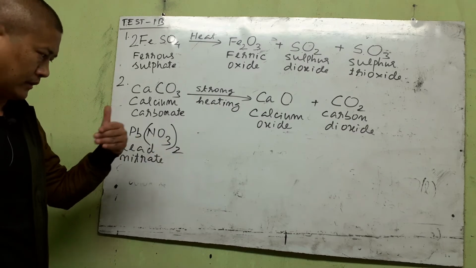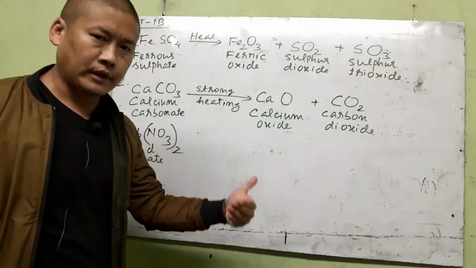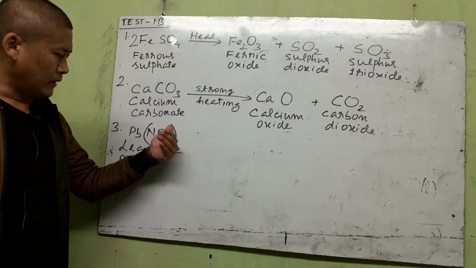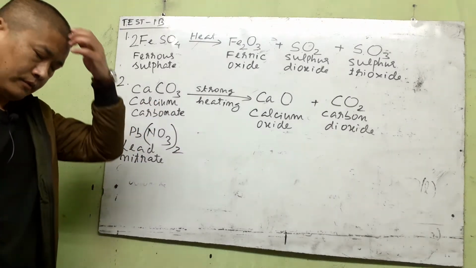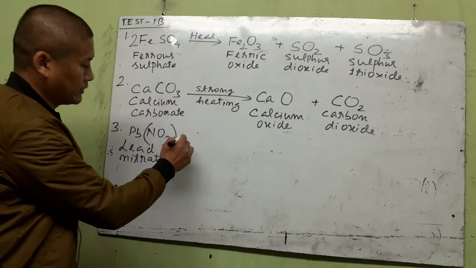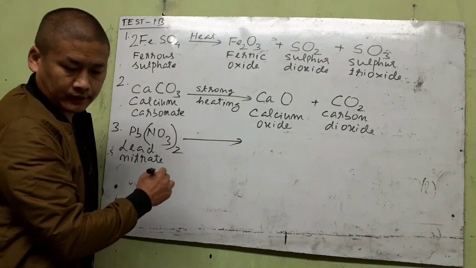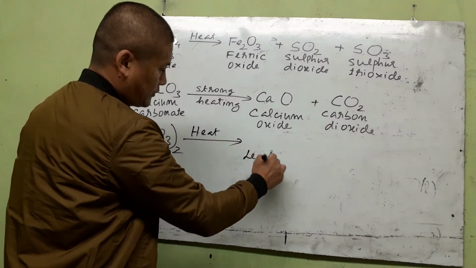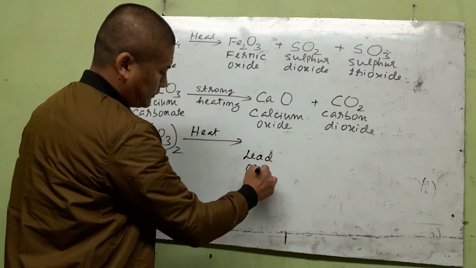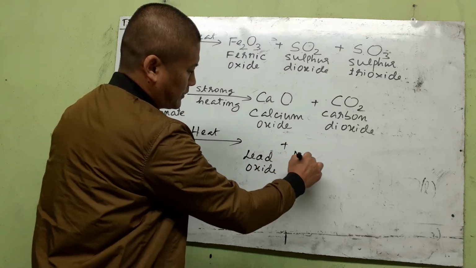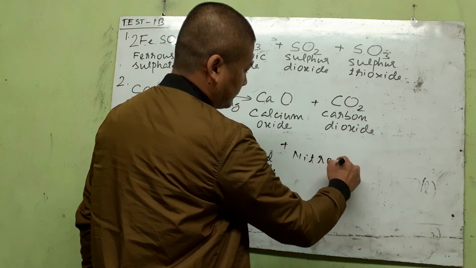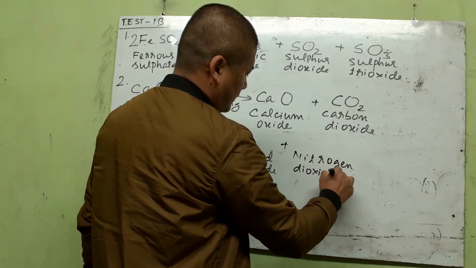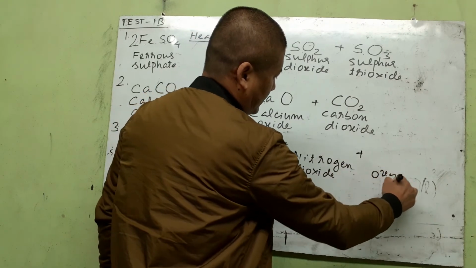So an ion containing more than 1 atom is a compound ion, and when we bring a valency greater than 1, which is 2 in this case, then the compound ion has to be closed up with a bracket before we do that. So on heating, it decomposes into lead oxide, nitrogen dioxide, and oxygen. The question says that.